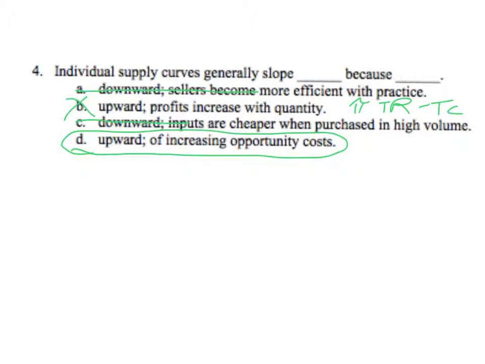And questions 1 and 2 parroted the example in the text that demonstrates why increasing opportunity cost or decreasing marginal product, same idea, leads to an upward sloping supply curve. So D is the right answer.